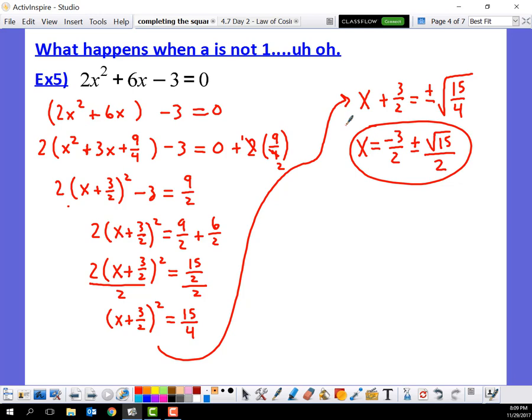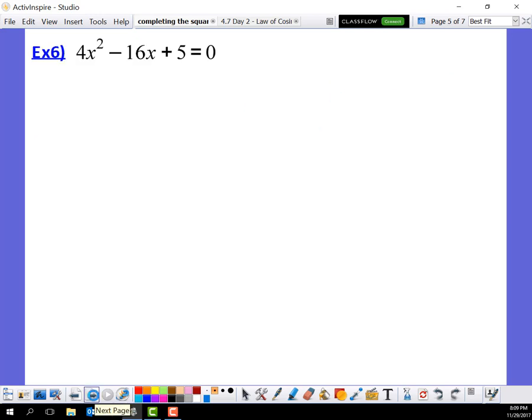Again, it was the second step that was the most complicated of this whole problem. We're remembering what to add to the other side to keep it balanced. Okay, let's try another one. Okay, so here we go. Here's another one: 4x squared minus 16x plus 5 equals 0.